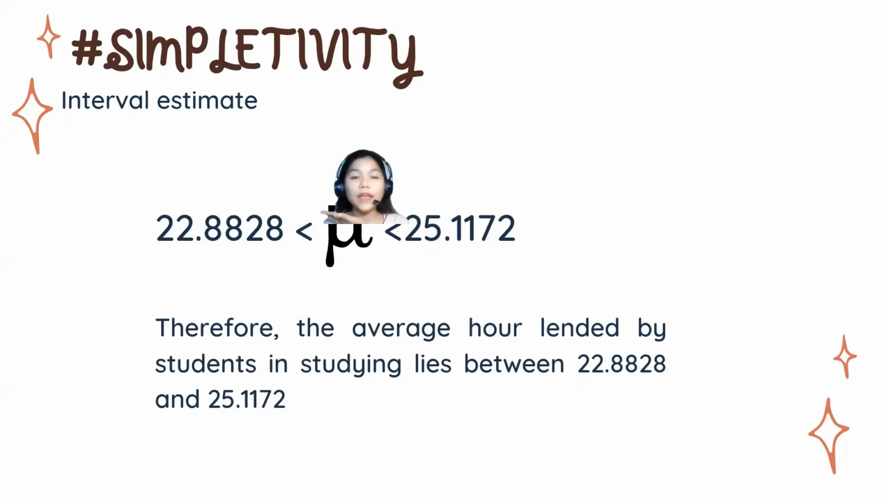Kaya meron lang po tayong interval estimate. Sa interval estimate po natin, alam natin nga, okay, yung value ng ating mean ay nasa pagitan ng greater than 22.8828 but less than 25.1172. Therefore, the average hours spent by students in studying lies between 22.8828 and 25.1172 hours. Okay, please do not forget the hours because that's the unit.